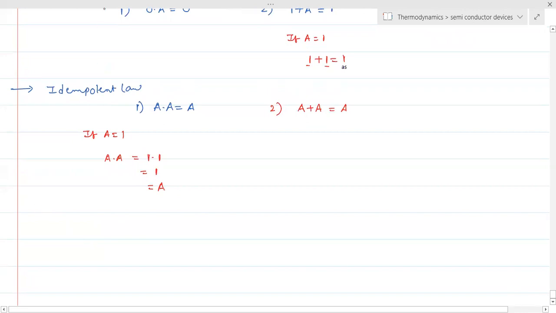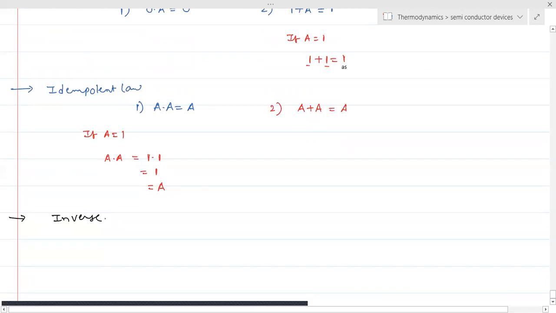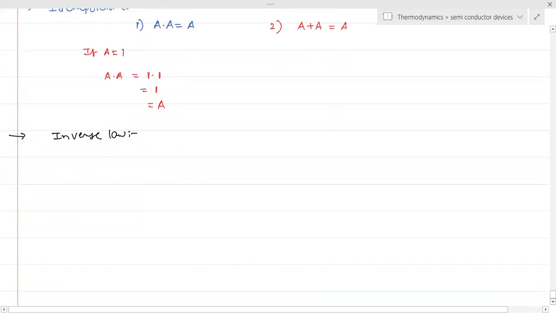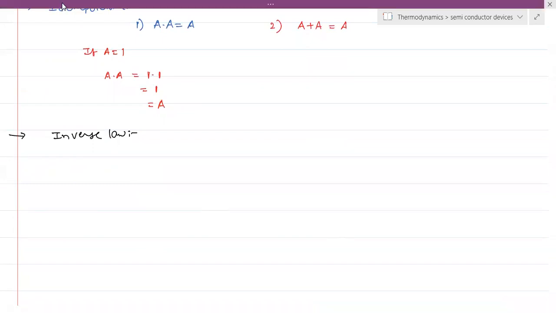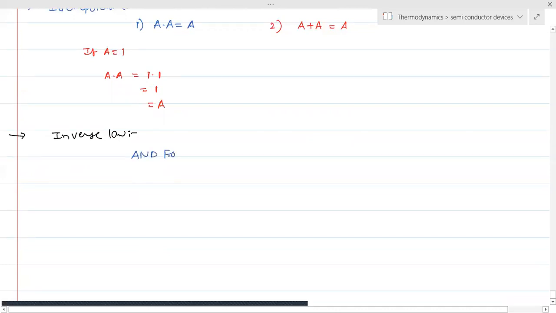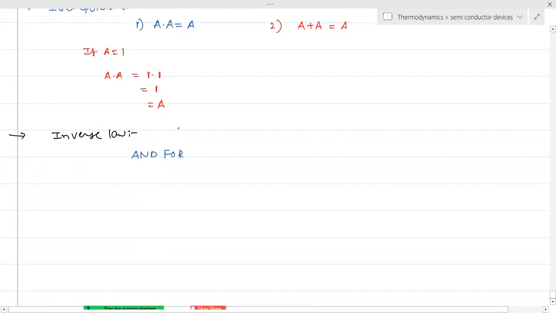After this law, we next see the inverse law. Inverse law. So that is the AND form. AND form means nothing but multiplication. So this is called the AND form and this is called the OR form. No need to represent it. Okay, I'm taking inverse law.